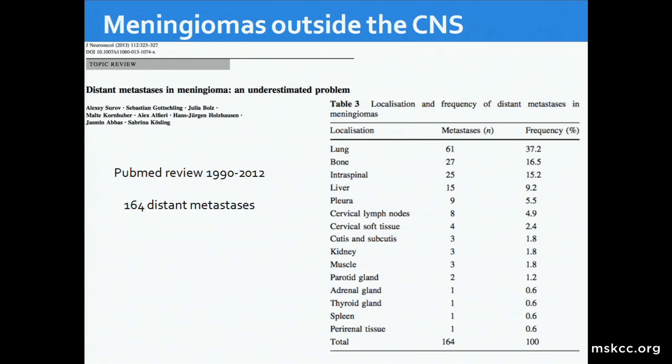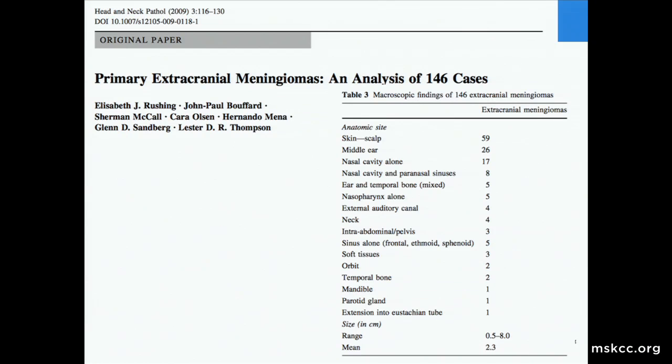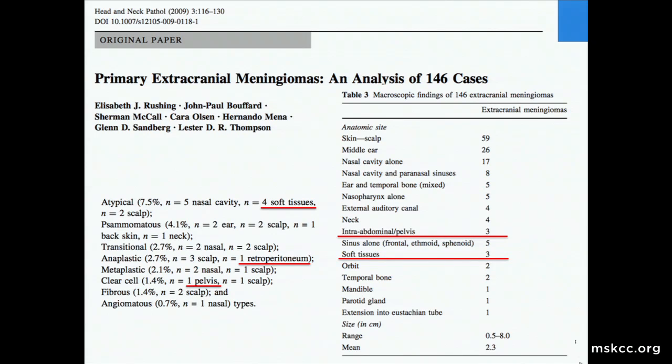And then if you have ruled that out, then you're left with a primary extracranial meningioma. And this is the largest study I could find on that particular topic, where they had 146 cases. The overwhelming majority of them were in the head and neck area. Only 6 were outside the head and neck area. What is interesting is that among those 6 cases, 5 of them were either atypical or anaplastic. Of course, the numbers are too low, and we can't draw any conclusions based on that, but it was just an interesting observation.